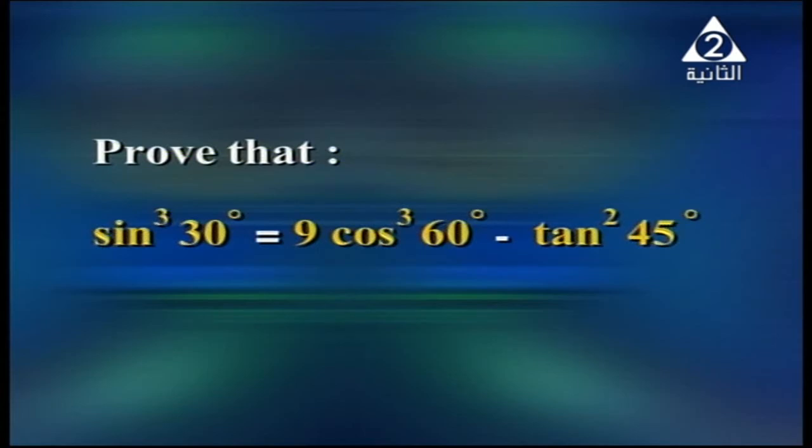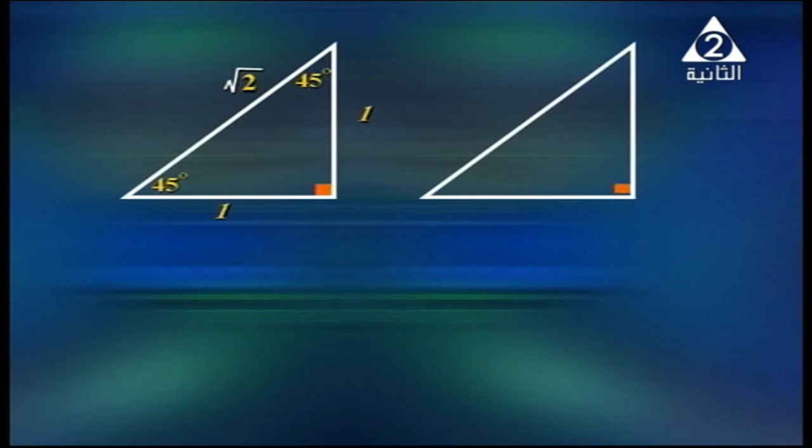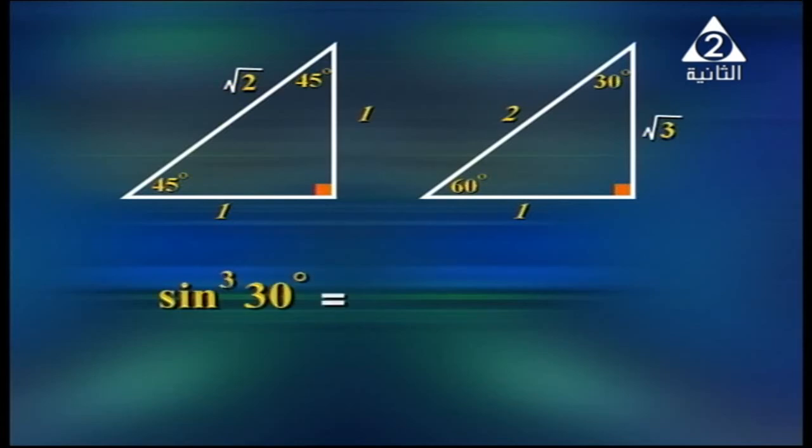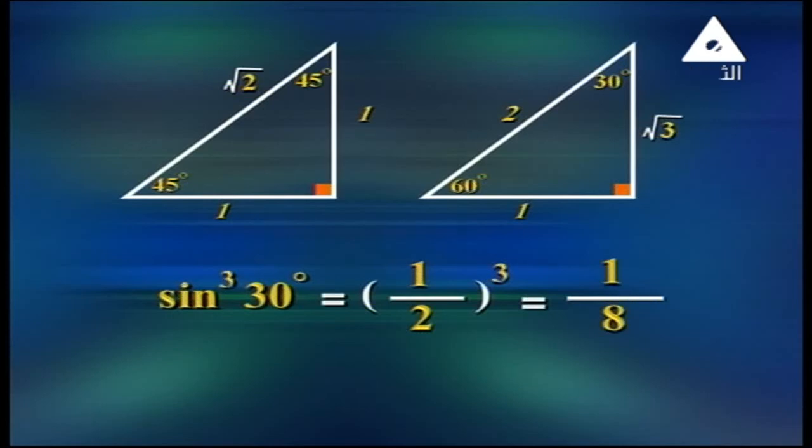Prove that sine to the power of 3 of 30 degrees equals 9 cosine to the power of 3 of 60 degrees minus 10 tan squared 45 degrees. At the very beginning, we are going to plot the triangles 30-60 and 45-45. The 45-45 triangle has sides 1, 1 and square root 2. The 30-60 triangle has sides 1, 2 and square root 3. Now try to find sine to the power of 3 of 30 degrees. Sine 30 is half. So it is half to the power of 3, to obtain a result of 1 over 8.